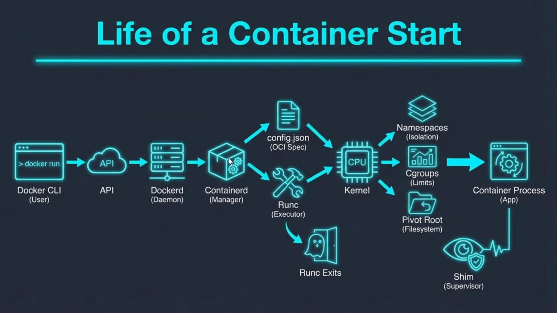In the execution call, containerd makes the runc create command. The 5th step is the kernel setup. Runc talks to the kernel to create namespaces, apply Cgroups, and then pivot the root. The next step is the process start. The application process starts and Runc exits. And finally, supervision. Container shim takes over to supervise the running container.